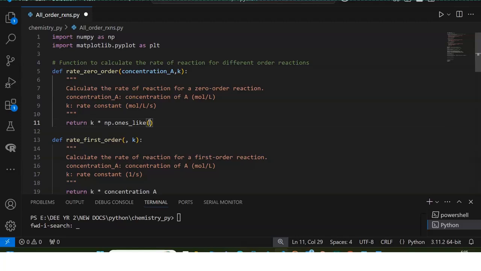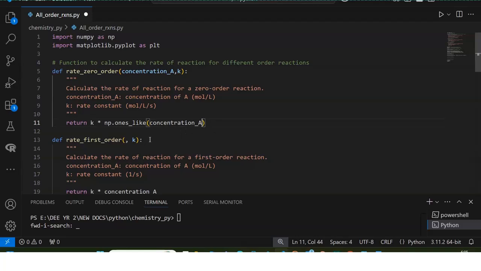So how can we complete that? We are going to say this array that we are going to produce should be like that of the concentration. So we are going to produce an array of ones that is the same as that of the concentration of A.